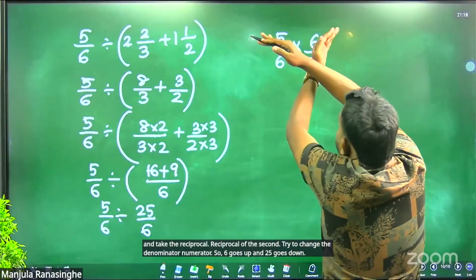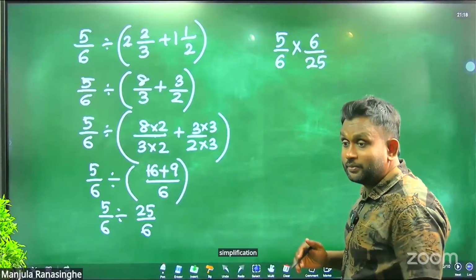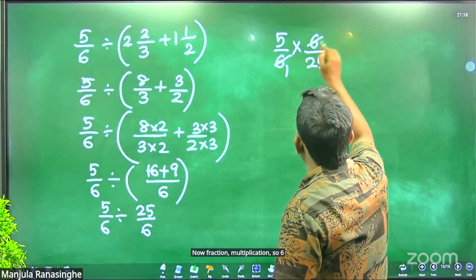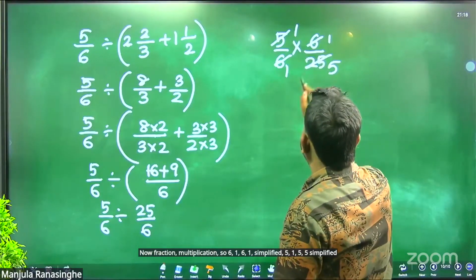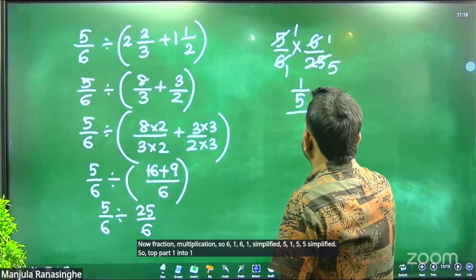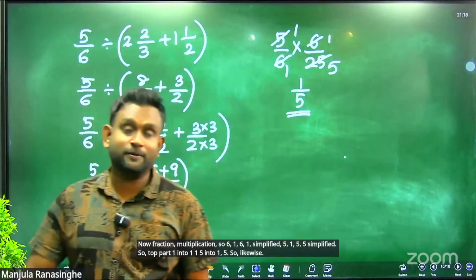Then simplification. Now fraction multiplication. So 6 and 6 simplified to 1, 5 and 25 simplified to 1 and 5. So top part 1 into 1, 1, bottom 5 into 1, 5. So likewise 1 upon 5. How nice.